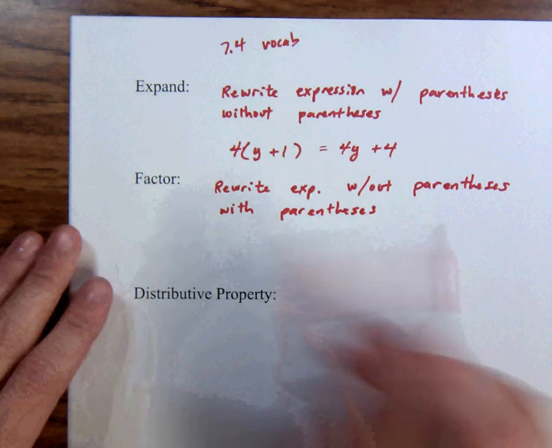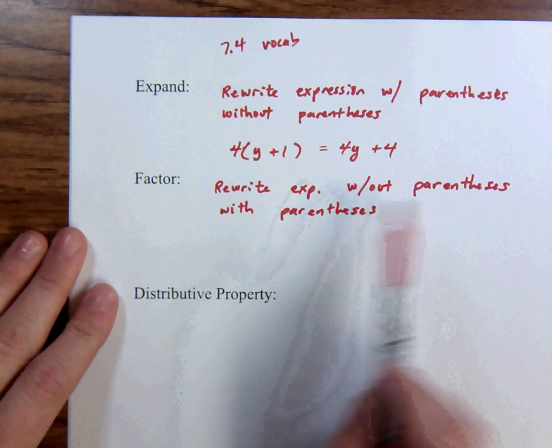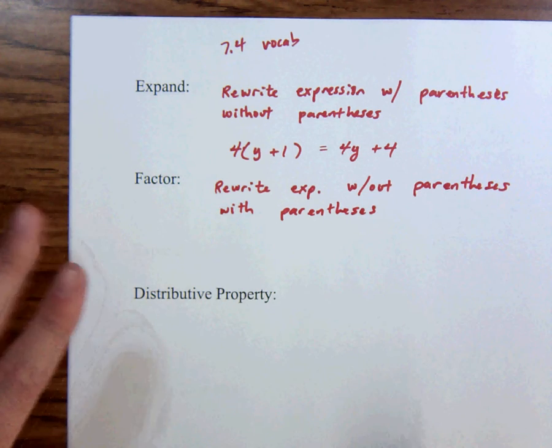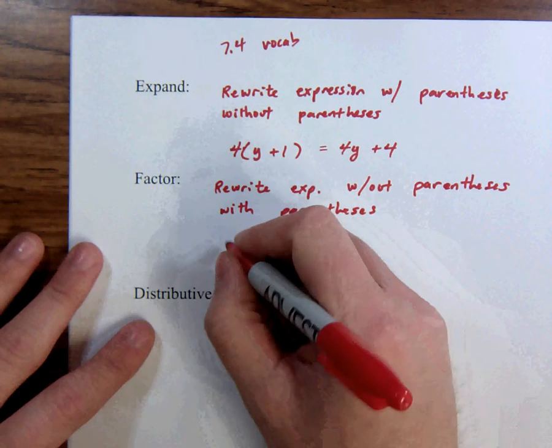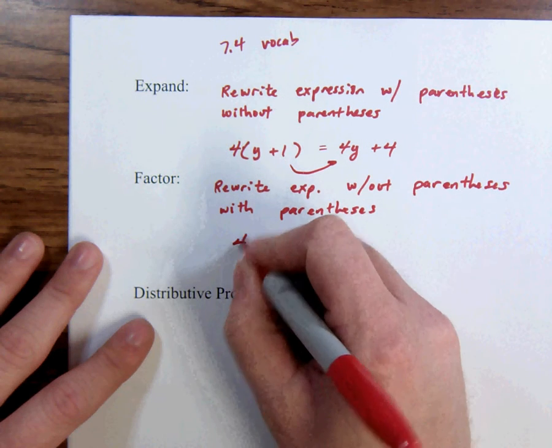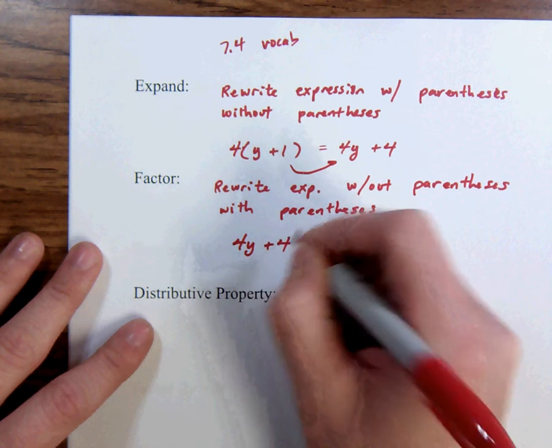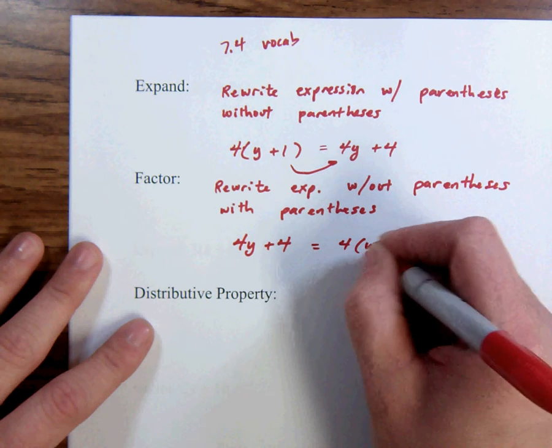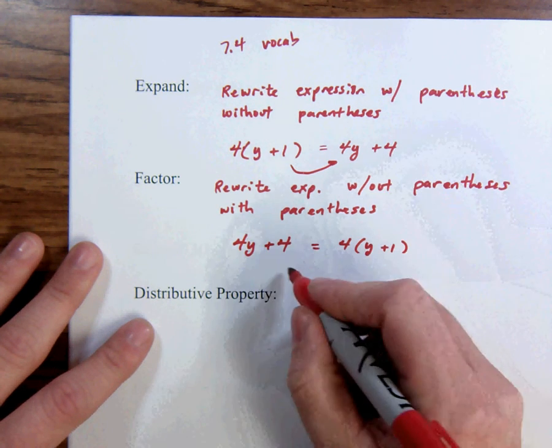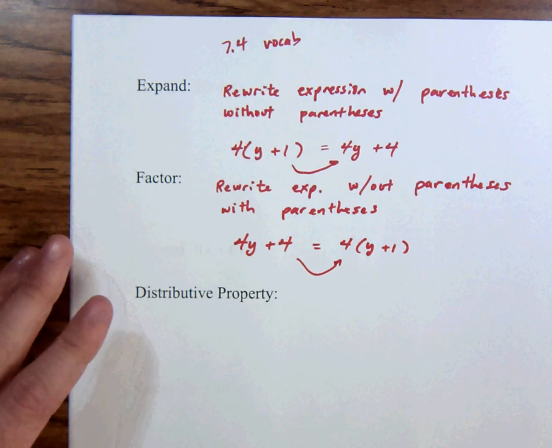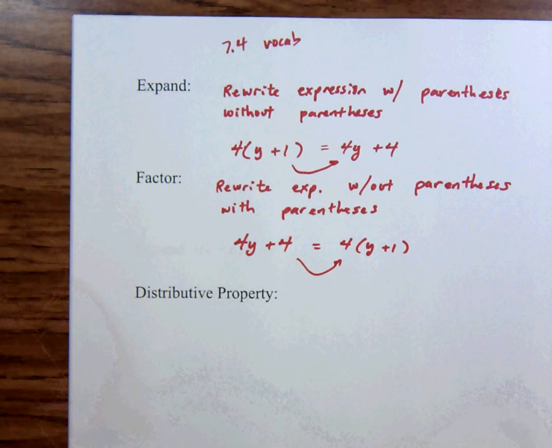All right. Anyways, so rewrite an expression without parentheses with parentheses. So the way we're going to do this is basically, so from here we went parentheses, no parentheses. So we would take 4y plus 4, and that is the same thing as 4 times y plus 1. And again, I will get into the y in our next video, but that is how we factor.